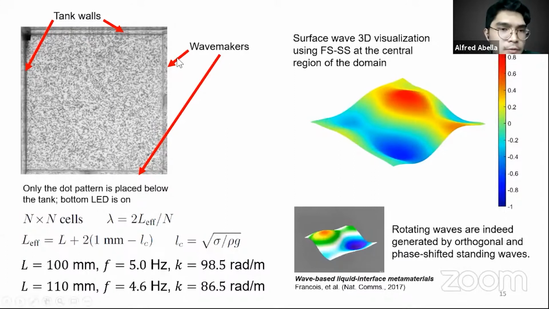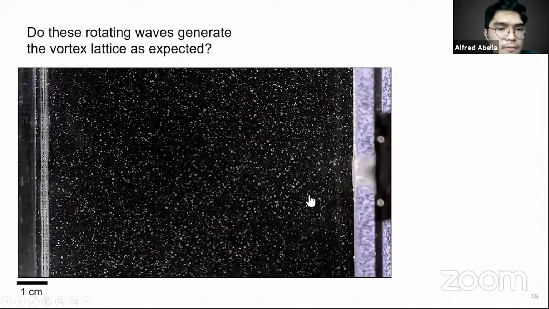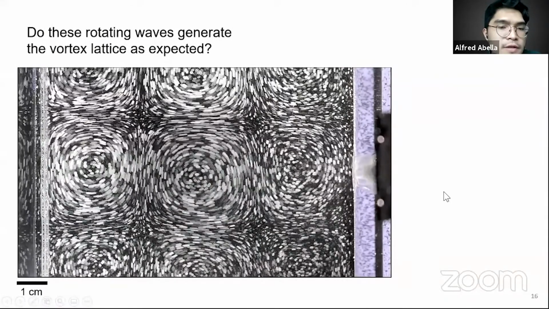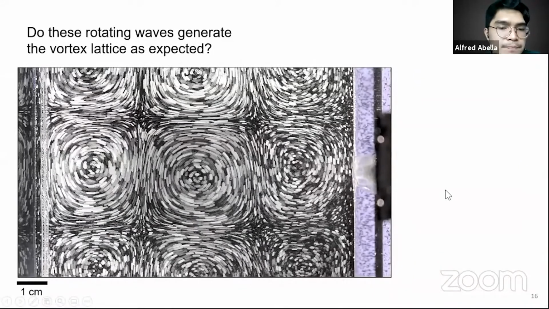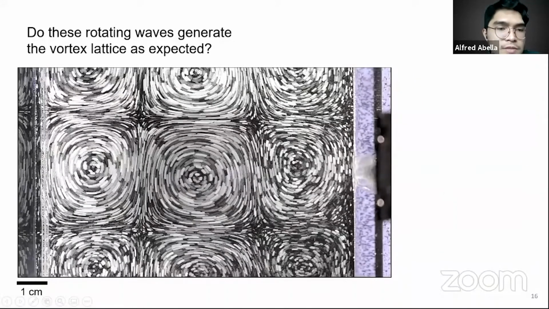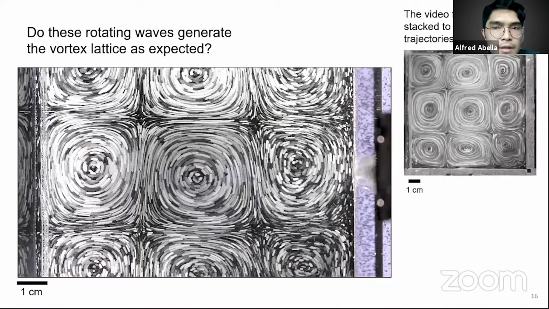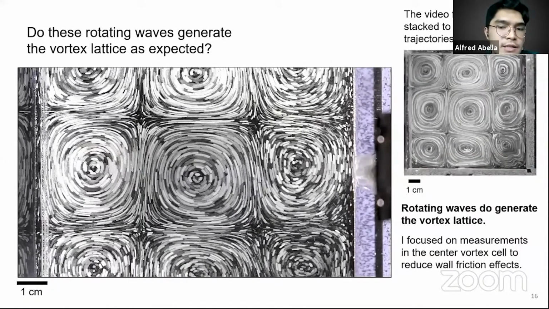Note that the wave makers are phase shifted by pi over 2. Now, if we track the motion of particles on the liquid gas interface, this is what we will see. This is for a 3x3 vortex lattice structure. And this is the final image when the video frames are stopped. So the rotating waves do generate the vortex lattice.